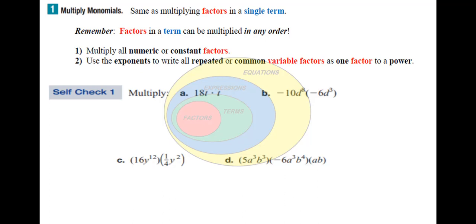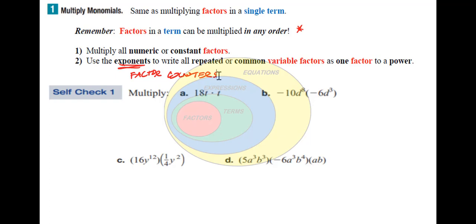All right, so multiplying monomials is basically the same as multiplying factors in a single term. Factors in a term can be multiplied in any order, and we want to take advantage of this. Once we identify the factors, we can multiply them in whatever order we want. So what we're going to try and do is multiply all the numeric or constant factors together first, and then use exponents as factor counters on any repeated variable factors.